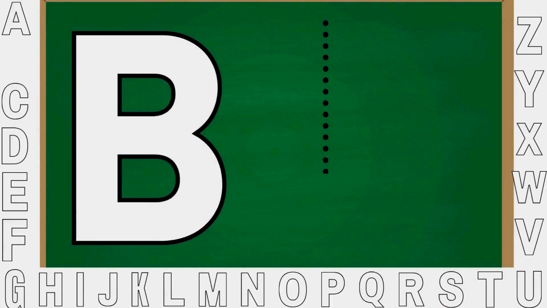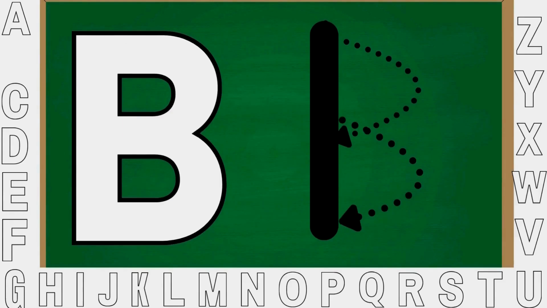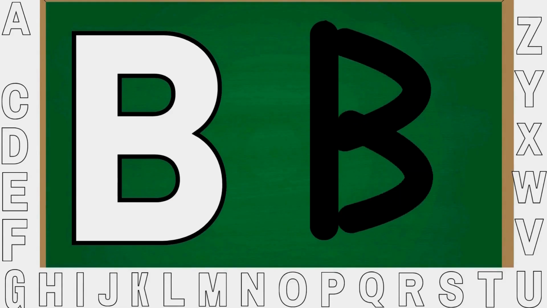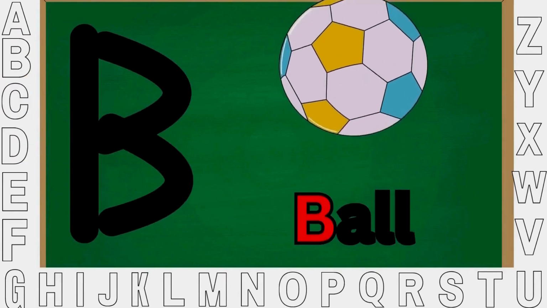B. Draw a vertical line. Add two half circles on the right side of the vertical line, one above the other. B. B is for ball.